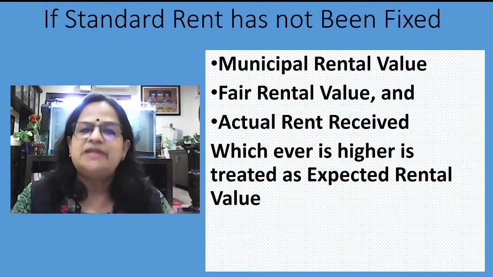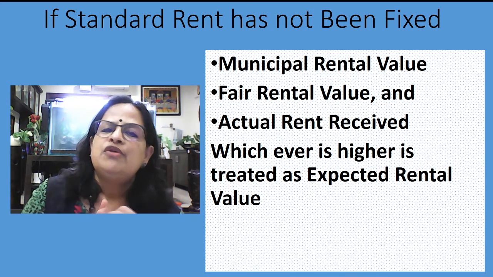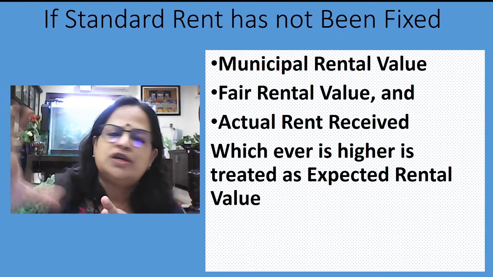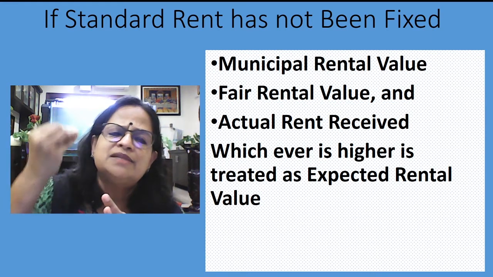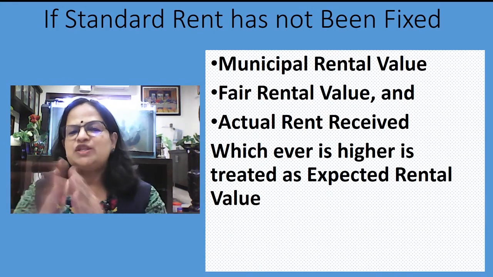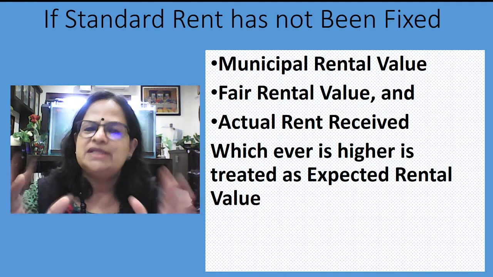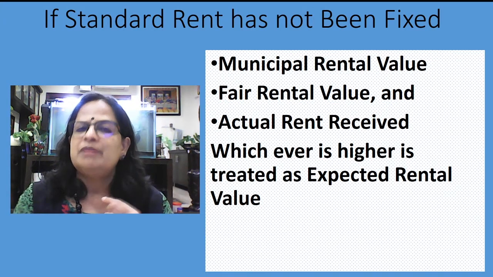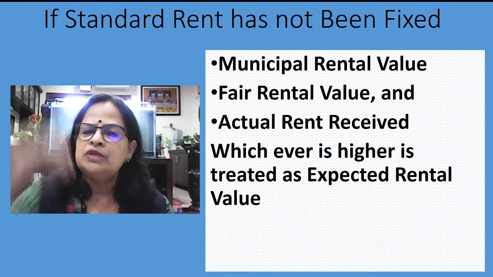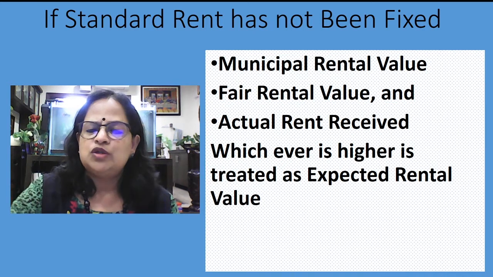Now, if standard rent has not been fixed, your choice is between municipal rental value, fair rental value, and actual rent received. These three values will be there in the question. This is just a one minute work. When you learn this topic, you will understand that this is just a simple mental calculation. Whichever is higher is treated as the expected rental value. In the next module I have explained how, with these values, you get the expected rental value. So I am just telling you the theory. If standard rent is not given in the question but the other three values are there, whichever is the higher value will be the expected rental value. That is the first step for computing income from house property.